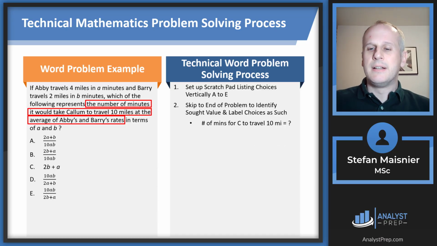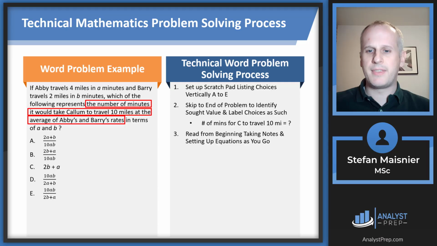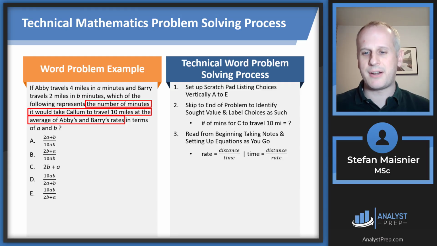Now, we see that we're looking for the number of minutes for C to travel 10 miles. That's how you'd write it out on your scratch pad. Then we want to read from the beginning, taking notes and setting up equations as we go. So we start by seeing that if Abby travels 4 miles in A minutes and Barry travels 2 miles in B minutes. So we're going to write this out immediately, knowing that our rate is going to be equal to distance over time, and our time is going to be equal to distance over rate.